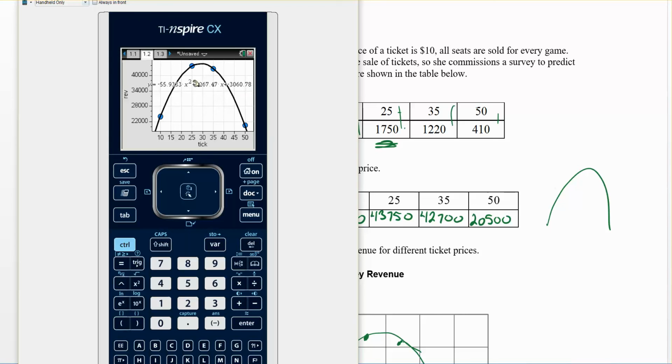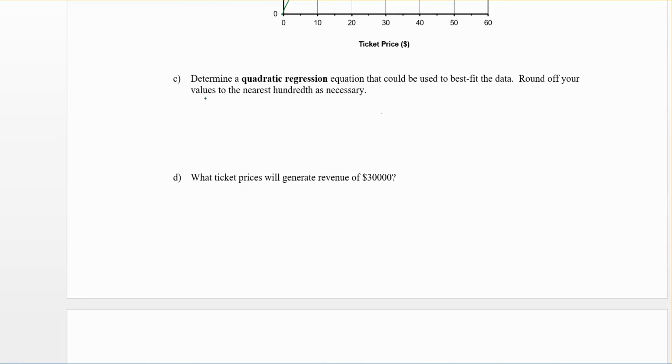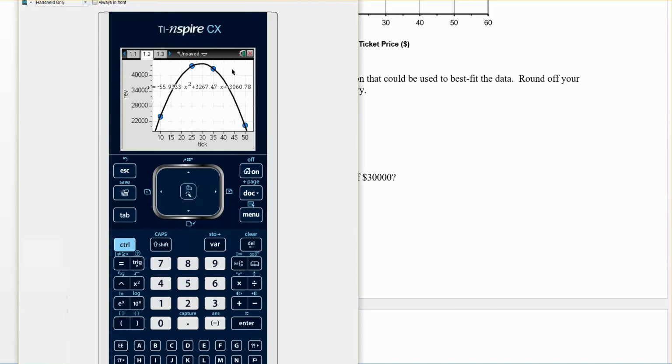So it's telling us this formula is negative 55.9 yada yada yada x squared plus 3,267.47x plus 3,060.78. So that's our equation. We just need to write that down now, right here. It says round off your values to the nearest hundredth as necessary. Just so you remember, hundredth is 2 places after the decimal. So this would be negative 55.93, and then 0.47. So this is really what you're writing down right here. Okay.